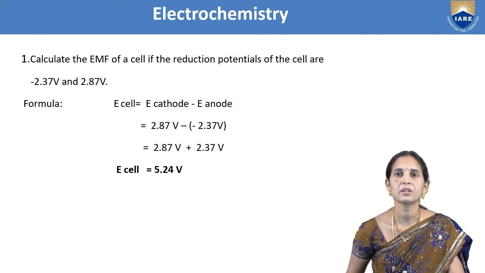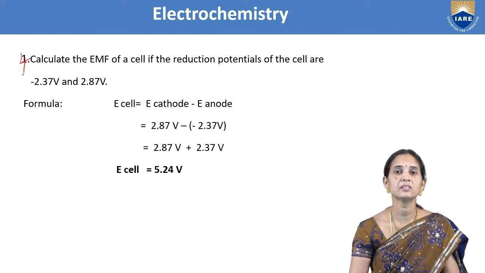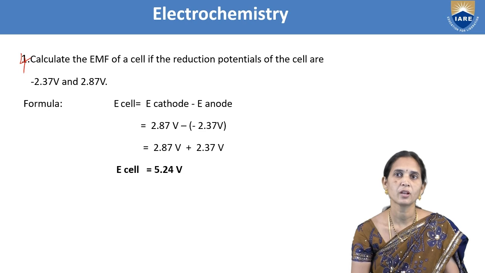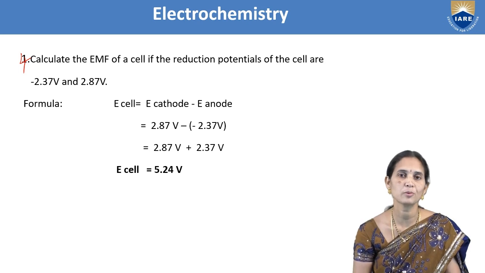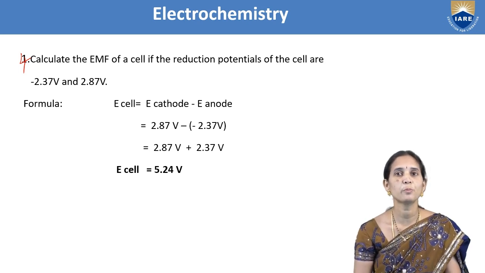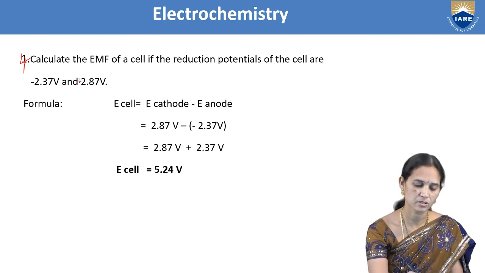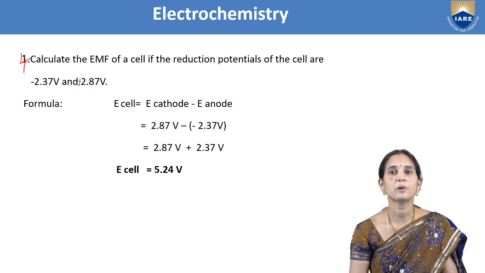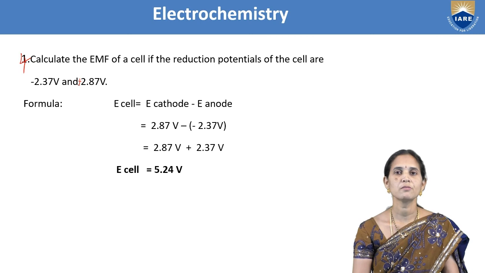Now we can take one more problem. Calculate the EMF of the cell if the reduction potentials of the cell are, here the values are different, minus 2.37 volt and plus 2.87 volt. So we write plus here. Minus 2.37 volt and plus 2.87 volt. So we will apply the formula.